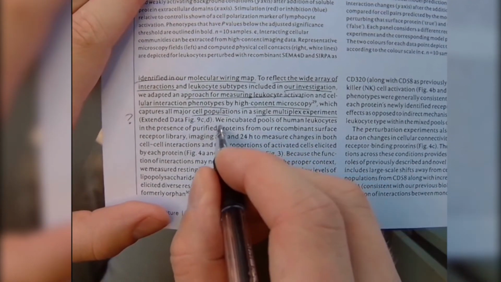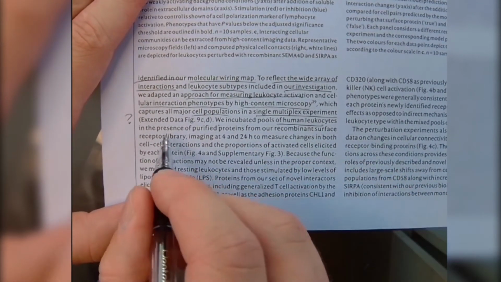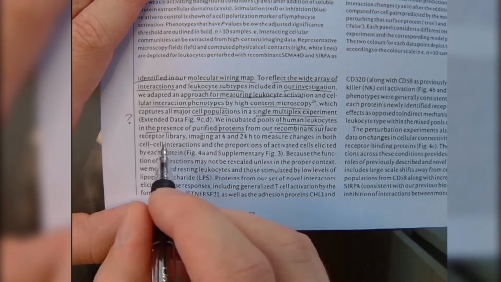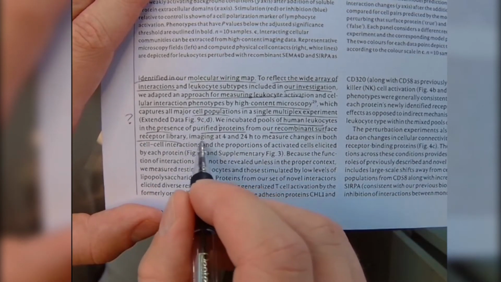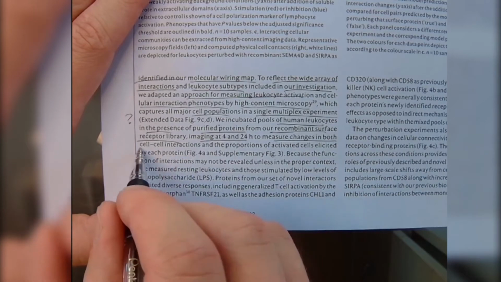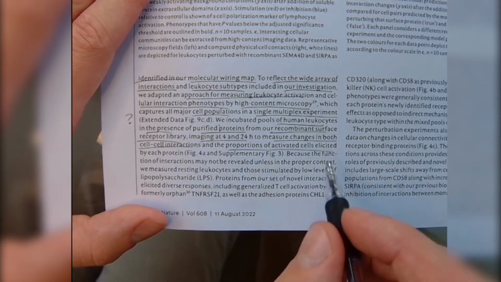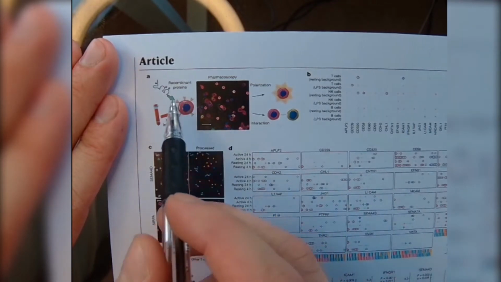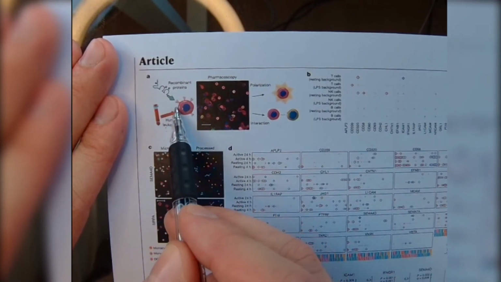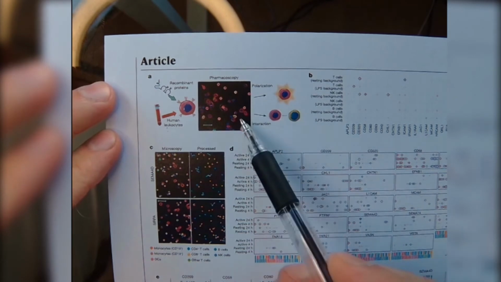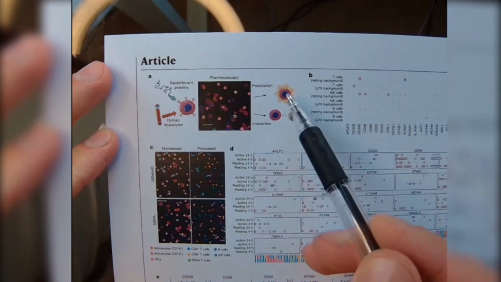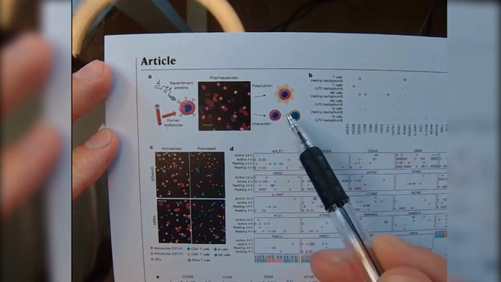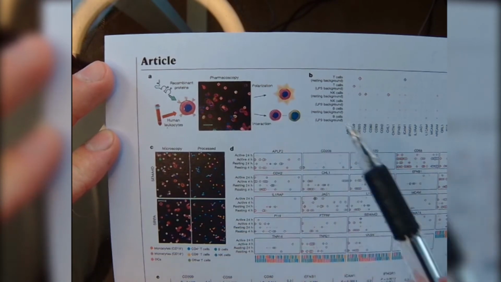Anyway, we incubated pools of human leukocytes in the presence of purified proteins from our recombinant surface receptor library, imaging at 4 and 24 hours to measure changes in both cell-to-cell interactions and proportions of activated cells elicited by each protein, shown in Figure 4a and Supplementary Figure 3. We're going to look at Figure 4a. So you can see that human leukocytes were incubated with recombinant protein. They underwent pharmacoscopy, and polarization was shown in a yellow ring, and interaction was with these different colors.